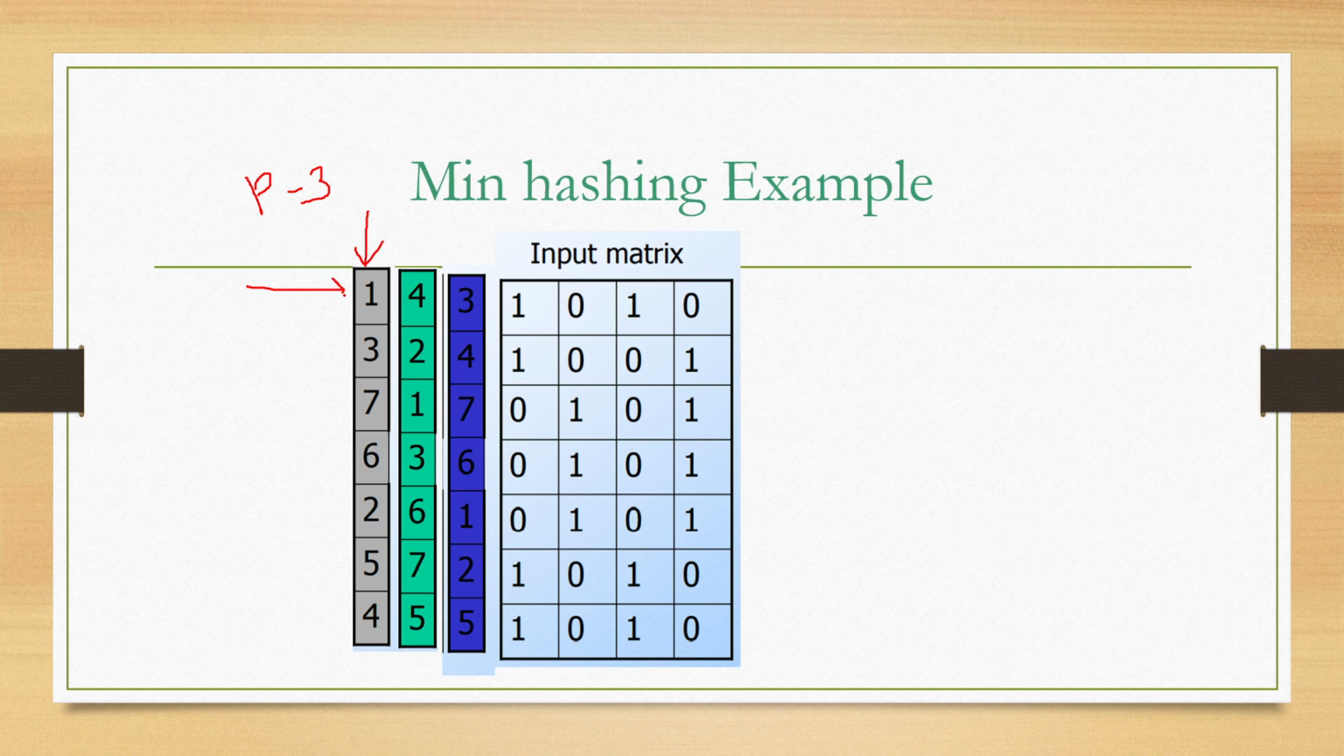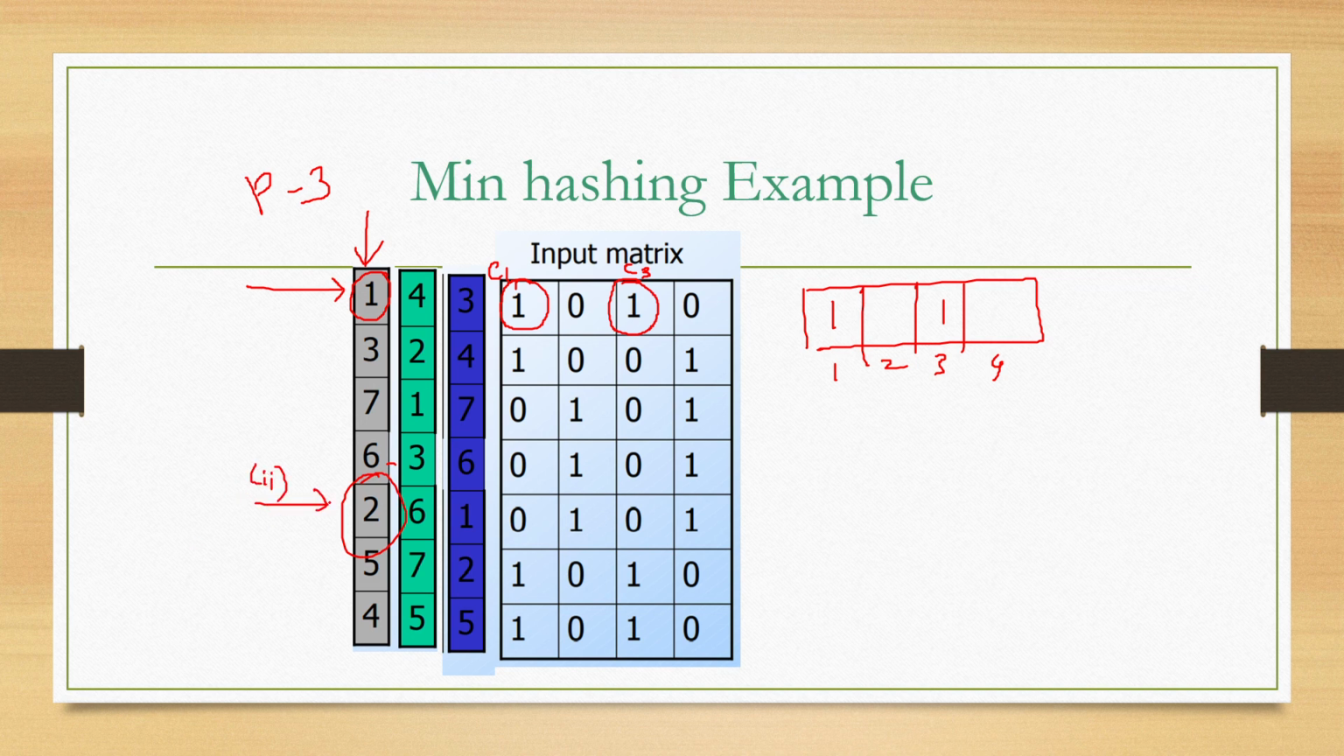And here if you see, 1 is here itself. So we will start with this row. 1 is present in C1 and C3. In the signature matrix, we will have 1 at 1 and 3. Next, go to second.